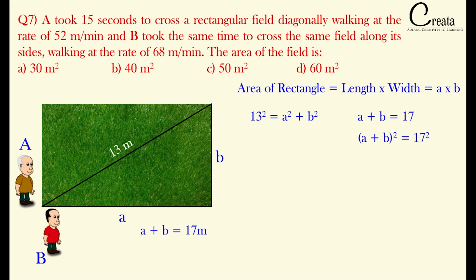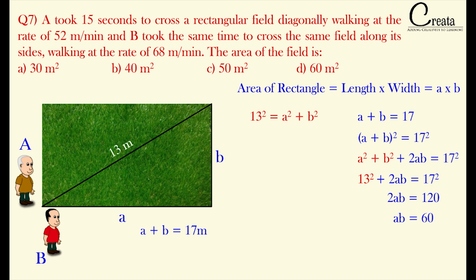We know the formula of (a plus b) whole square is equal to a square plus b square plus twice of ab. Here a square plus b square we have calculated as 13 square. Let's put the value and let's solve it. On solving, we got a into b is equal to 60.